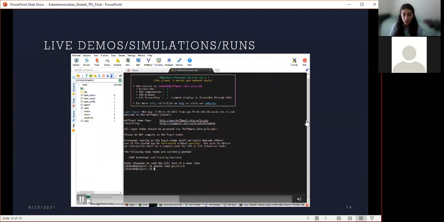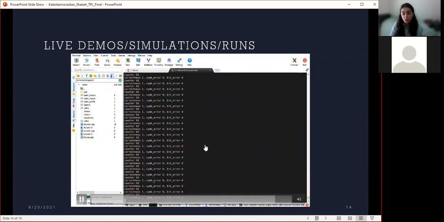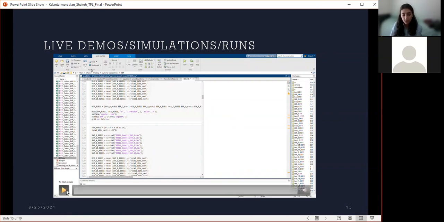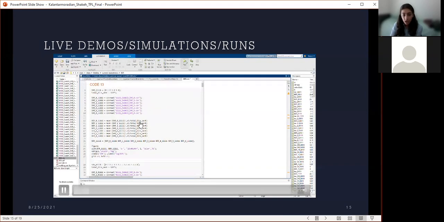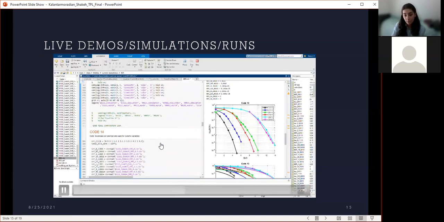So you can see that I logged in. I uploaded my files right here. Now I'm writing the command to be able to run the code. And if I fast forward it, you can see that the code is running. Once this is done running, the output will be saved here as a .csv file. After that, we move on to MATLAB and we upload all our .csv files here to be able to plot. So here I'm showing my simulation plots. And then later on, we also have our theoretical equations implementation.